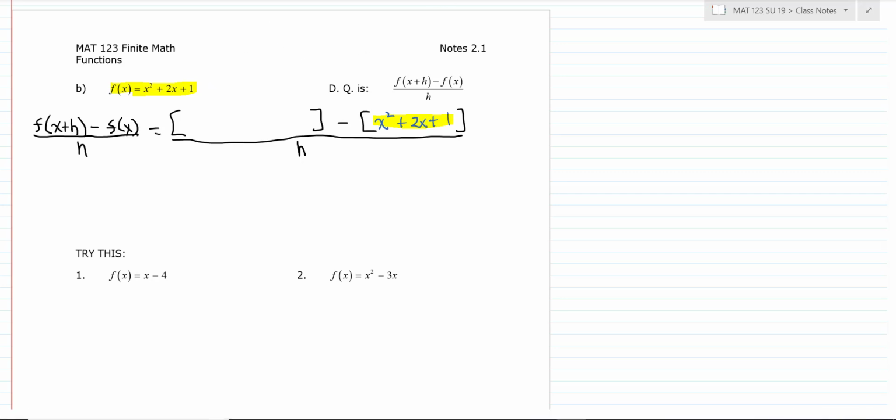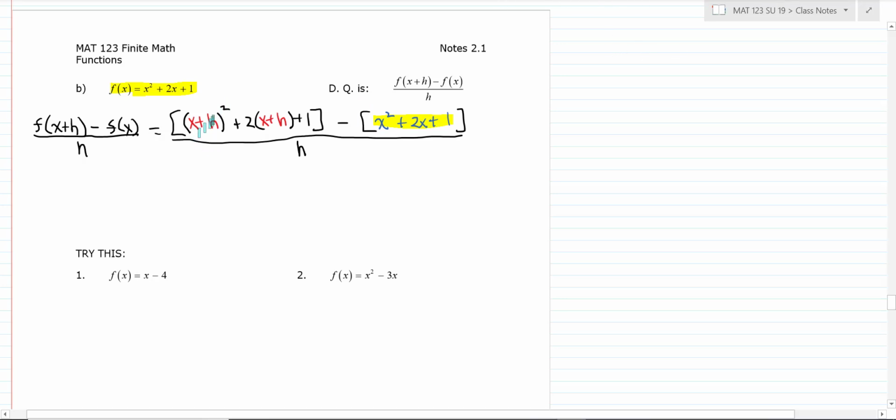Then what goes here is the same thing with the one key exception. Where you see an x, you're going to replace it with x plus h. So instead of x squared, you have x plus h squared. Instead of 2x, you have 2 times x plus h. So you got to make sure that you know clearly the difference between these two. See, all I did was just wrote the function there, and then instead you change the x to x plus h.